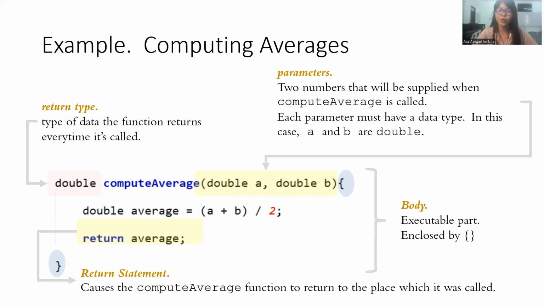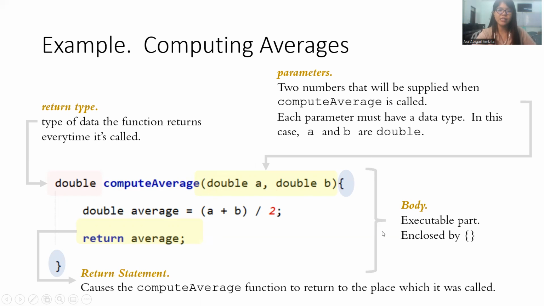Of course, the average will also be double. You also have the name of the function, compute average, followed by a parenthesis that encloses the parameters. Here, the parameters are A and B. A and B refer to the numbers that will be supplied when compute average is called. What we have to remember is that each parameter must have a data type. In this case, A and B are double.